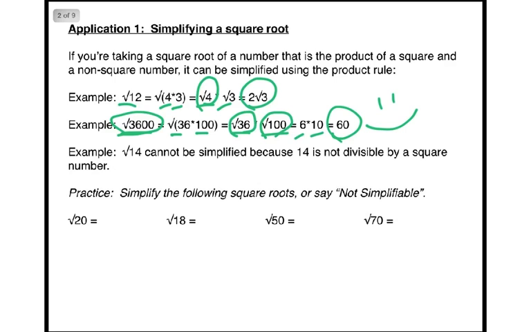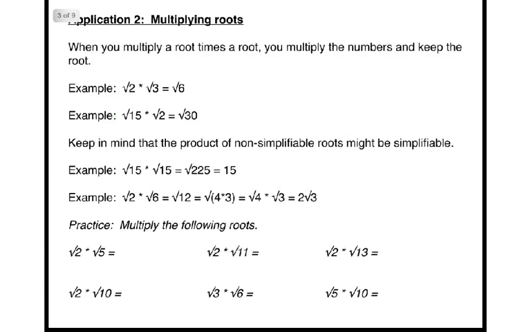Here's another example. The square root of 14 cannot be simplified, because 14 is not divisible by a square number. For instance, you could rewrite 14 as 2 times 7, but neither of those are square numbers, so you cannot simplify the root. Here's some practice. Go ahead and try your hand at simplifying these square roots, and then proceed to the next screen.